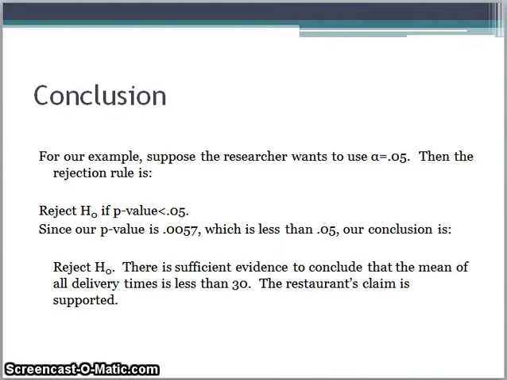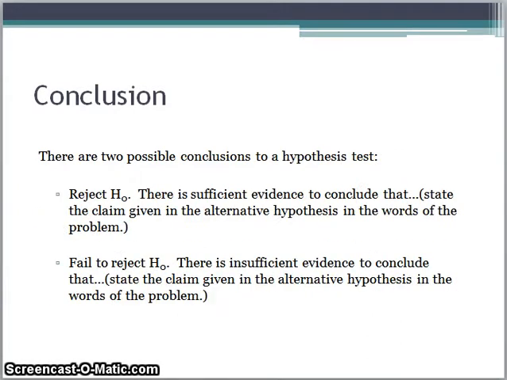If by chance our p-value had come up differently, if our p-value had been 0.13 or something that would be bigger than 0.05, our conclusion would have been fail to reject H-naught. There is not sufficient evidence to conclude that the mean of all delivery times is less than 30. Okay, so that's our first example. We'll work through another couple of examples in just a minute.